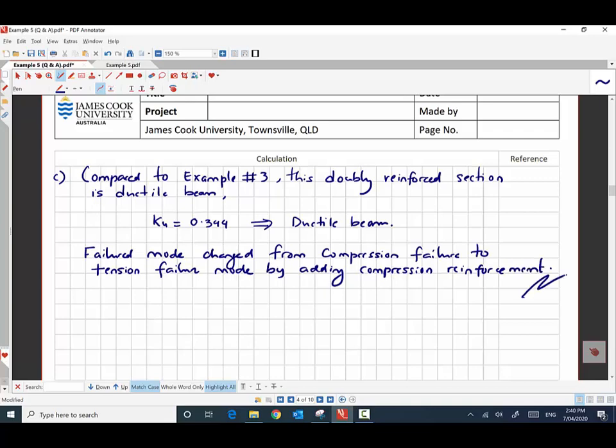So that means compared to example number 3, the failure mode was compression failure mode. By adding the compression reinforcement in example 5, we have changed the compression failure mode to a ductile tension failure mode.